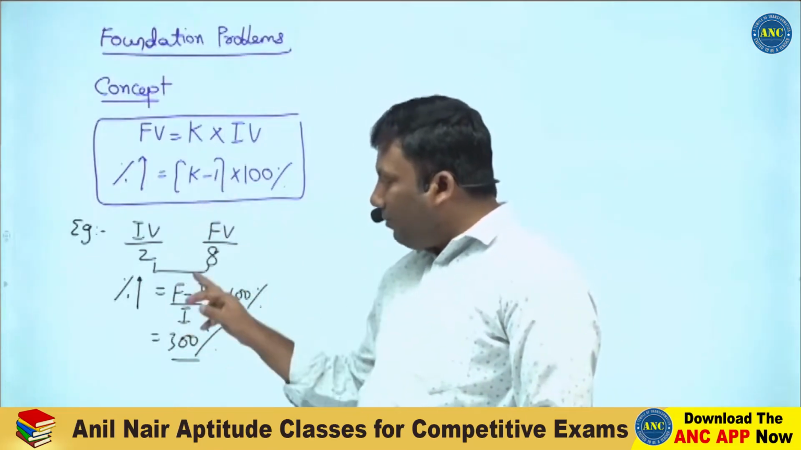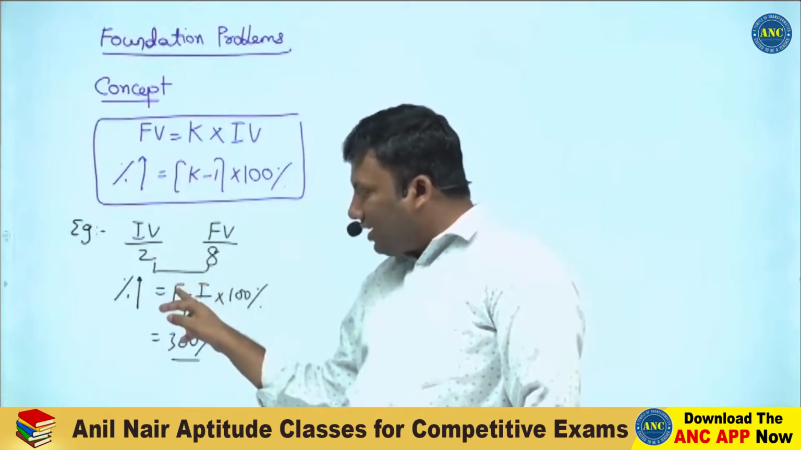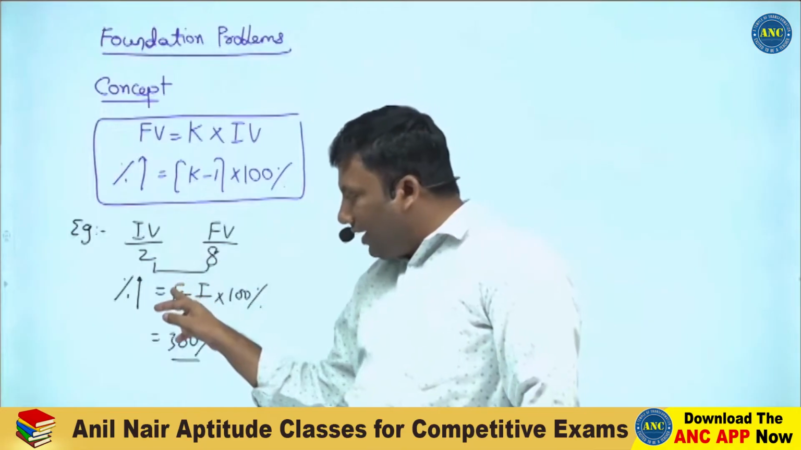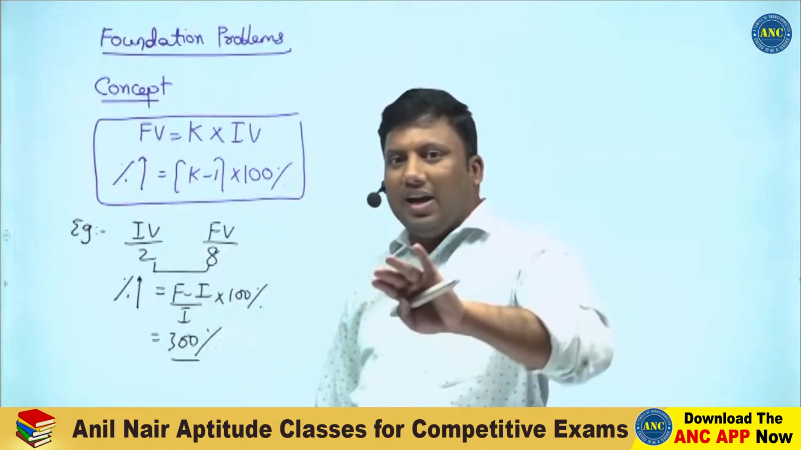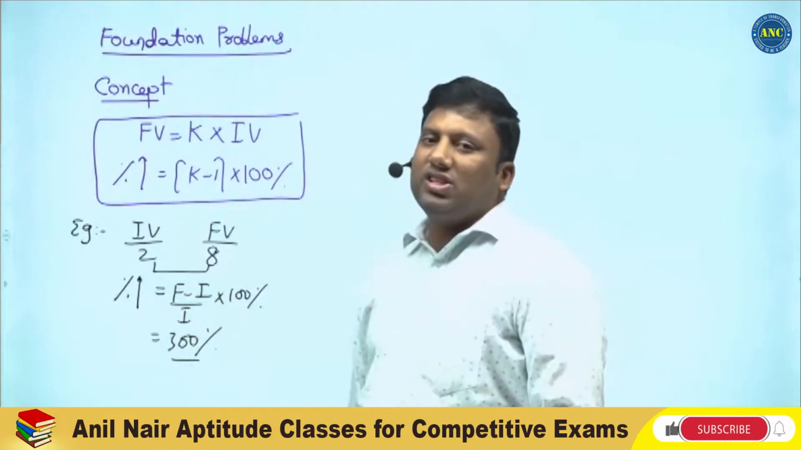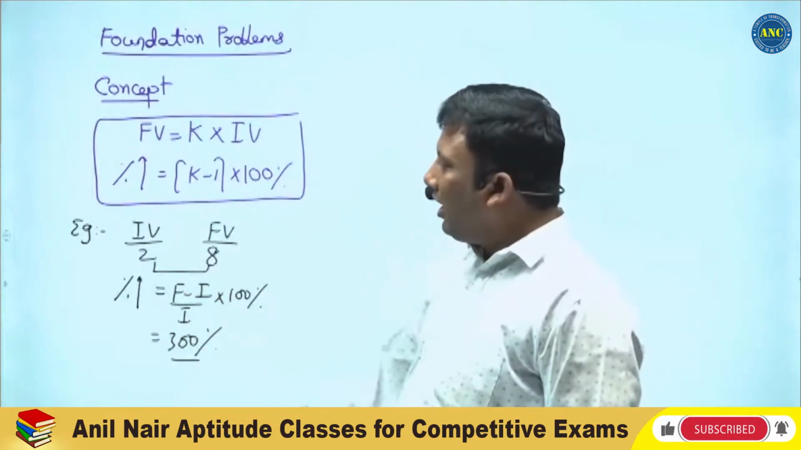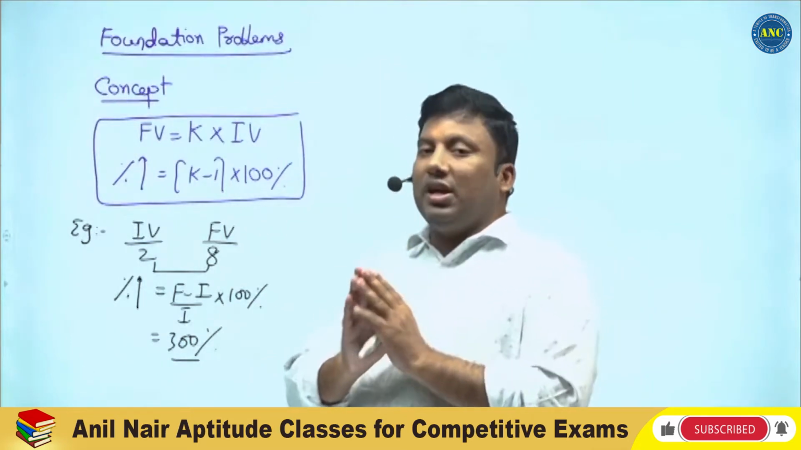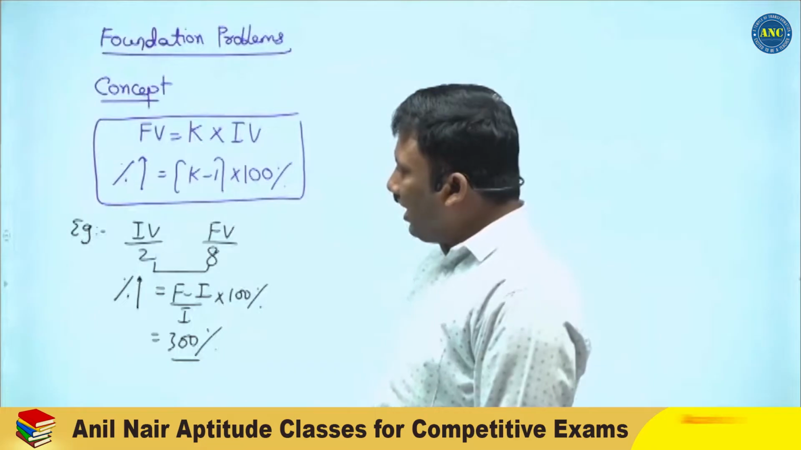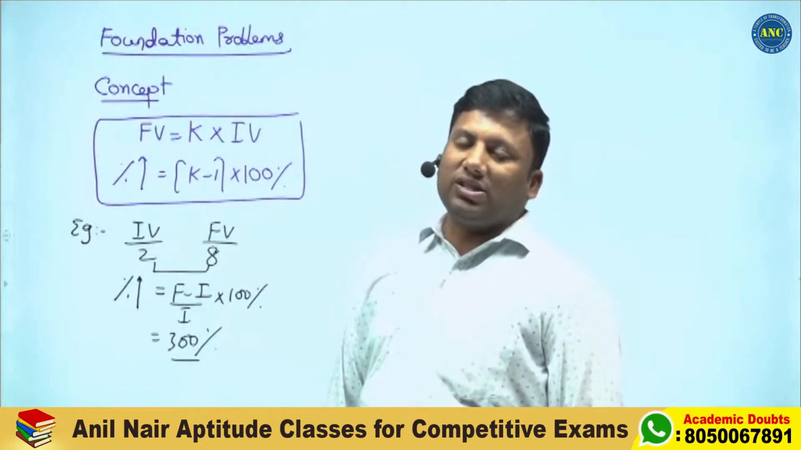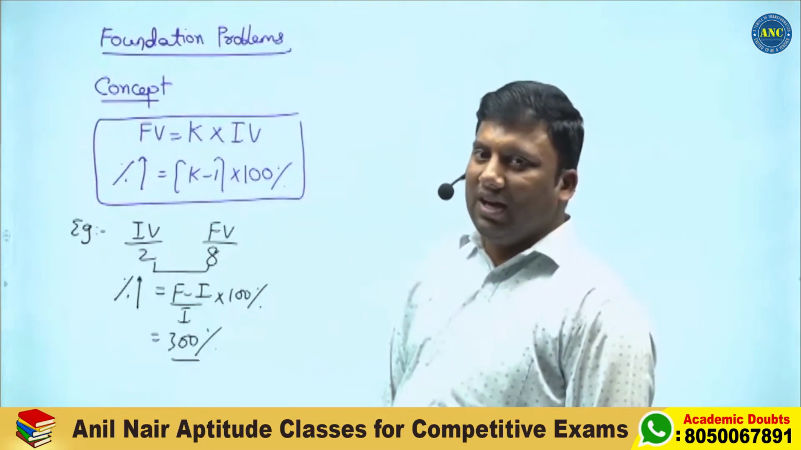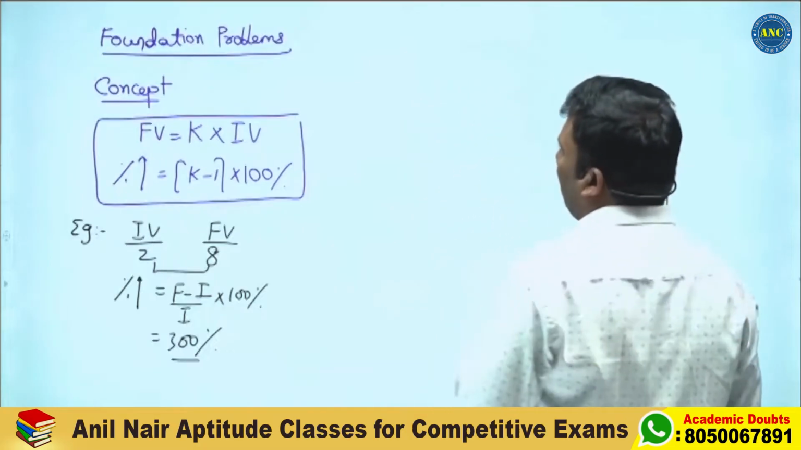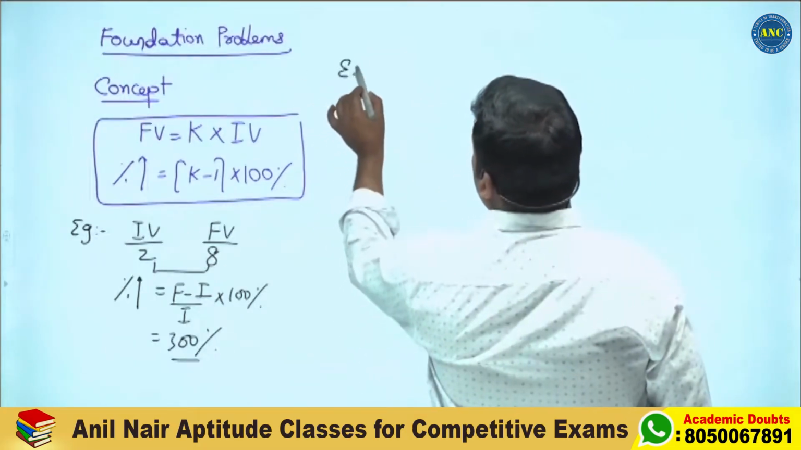Why is it k minus 1? If the final value is k times the initial value, it is (kI minus I) by I. If I take I common, this becomes (k minus 1) into 100 percentage. If the final value is k times the initial value, the percentage increase is (k minus 1) into 100 percentage. Examples.